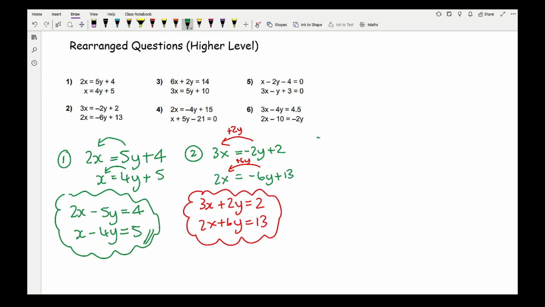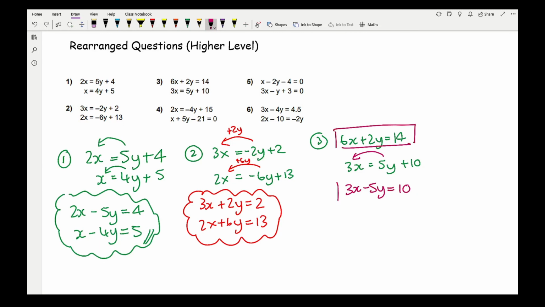Moving on to question 3. Now here we've got 6x plus 2y equals 14, and I've got 3x equals 5y plus 10. Now in the first equation I've got x and y on the same side, so what I need to do for the second one is do the same. So I need to take the 5y over to the side, so what I'm going to end up with is 3x minus 5y equals 10. And then what I would then do is I'd use this as one equation and this as another.